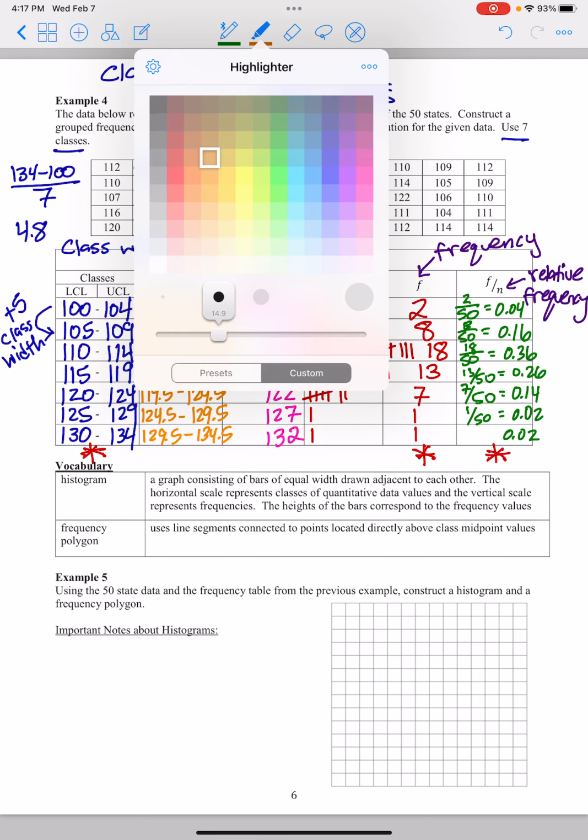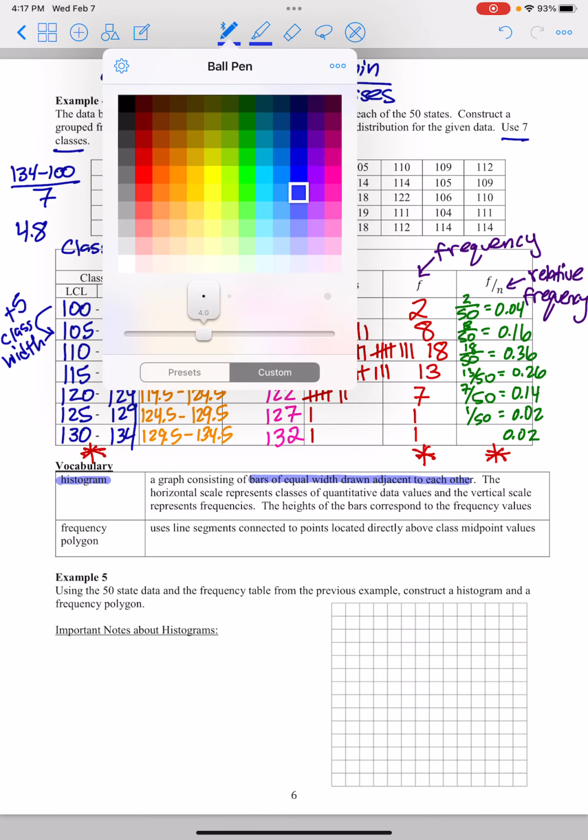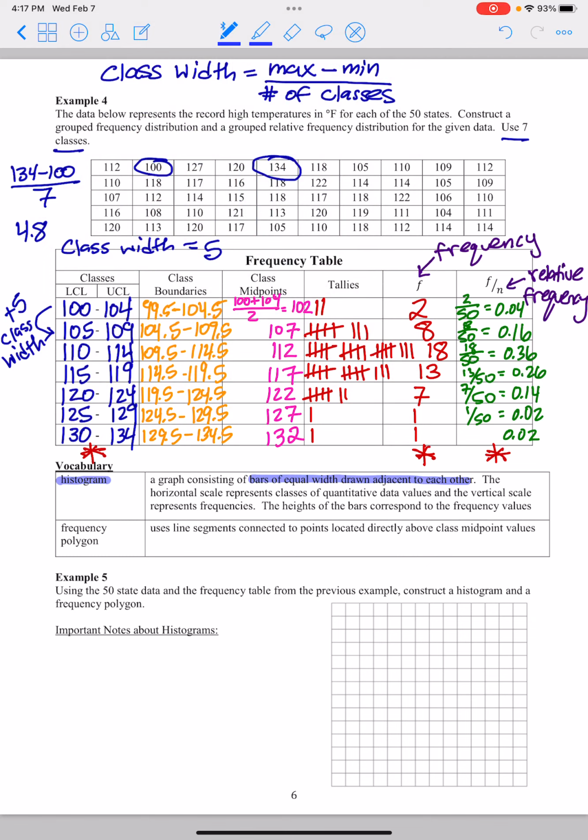So if we look at the next thing down here, our vocabulary, we have the word histogram. A histogram is a graph consisting of bars of equal width drawn adjacent to each other. The horizontal scale represents classes of quantitative data values, and the vertical scale represents frequencies. The heights of the bars correspond to the frequency value. A key thing to note with a histogram is that the bars must be touching each other.